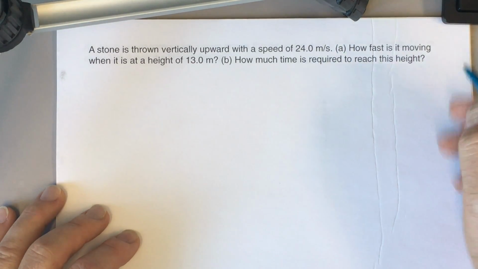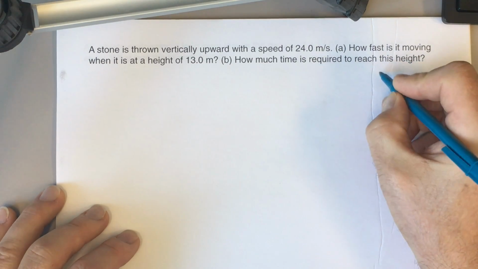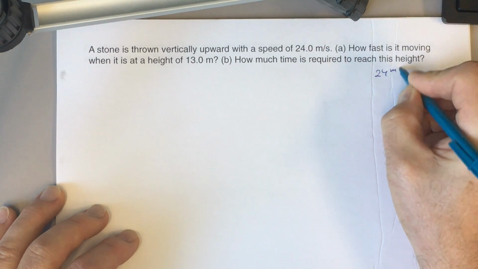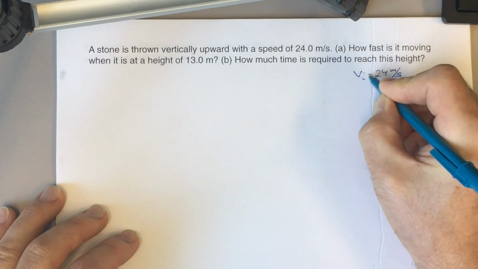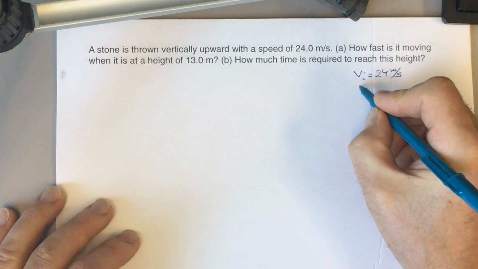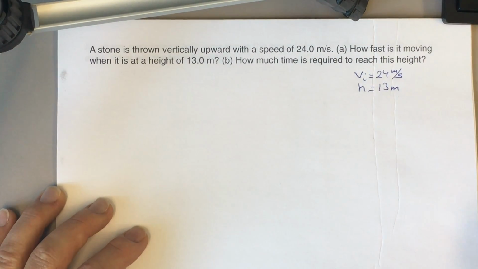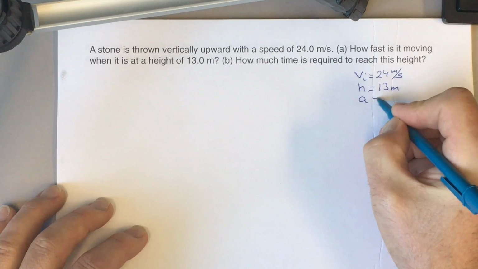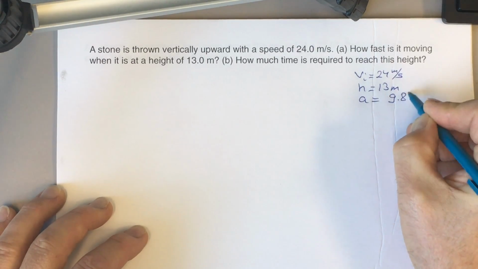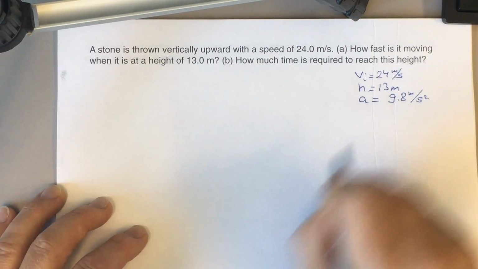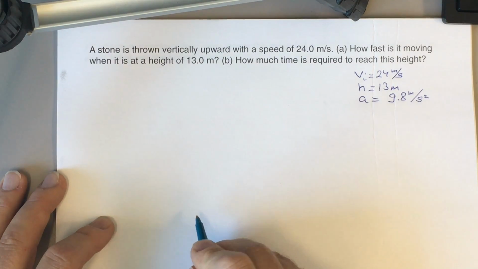So we have two numerical data. We have 24 meters per second, which is our initial velocity magnitude, and we have a height of 13 meters. Because we're dealing with vertical motion, we have gravitational acceleration of 9.8 meters per second squared. Then we have to start from the picture.